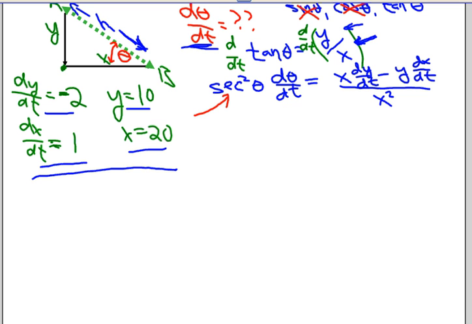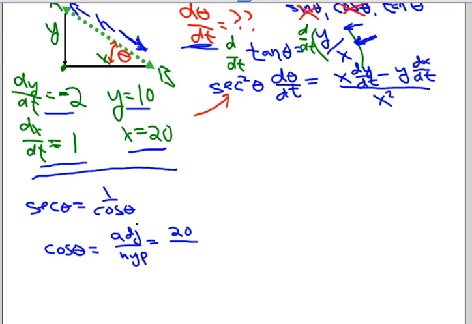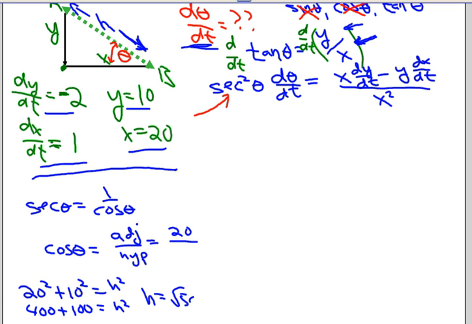Remind ourselves, what's the secant? The secant is a reciprocal of the cosine. What's the cosine? It's the adjacent over the hypotenuse. And our adjacent side for this angle is x, and our x is 20. And with the Pythagorean theorem, we can figure out the hypotenuse. We have a 20 squared. We have a 10 squared. So it looks like 400 plus 100. That would equal our hypotenuse squared. So it looks like our hypotenuse is the square root of 500.